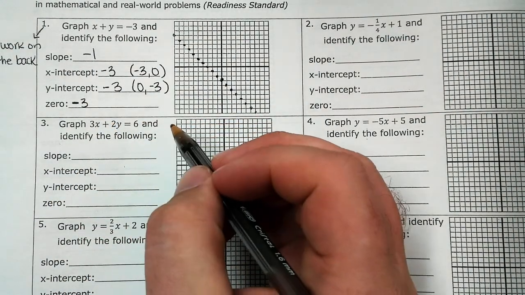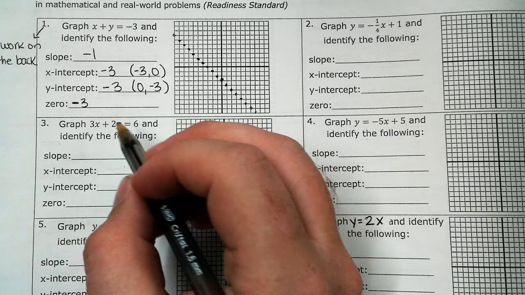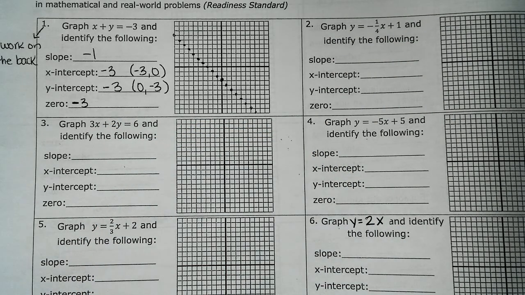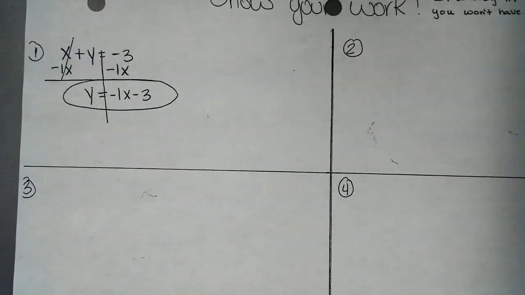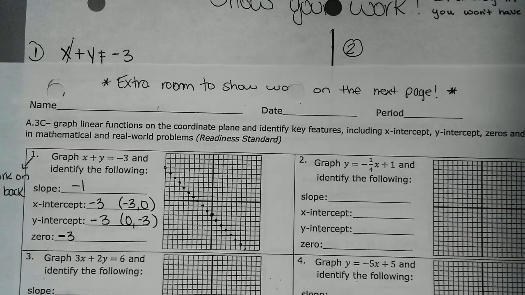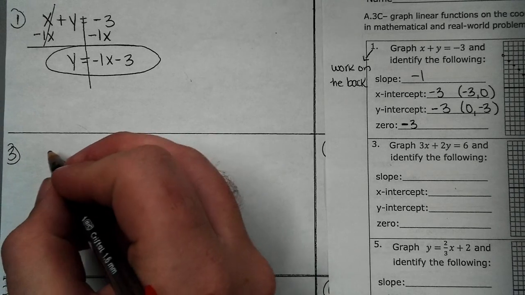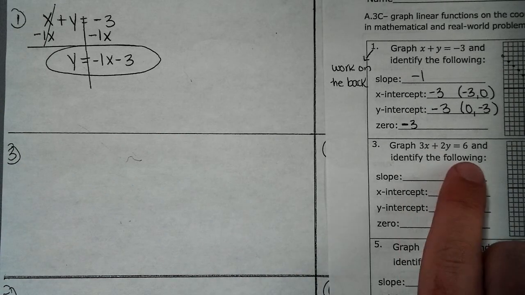So I'm going to look at problem number 3 because it's going to require an extra step. We're going to have to work this out to get to y equals. Now, I gave you a copy of this paper, but if you're working at home, you can just work it out on notebook paper whenever you need to show your work. So number 3, it says, graph the following and identify.